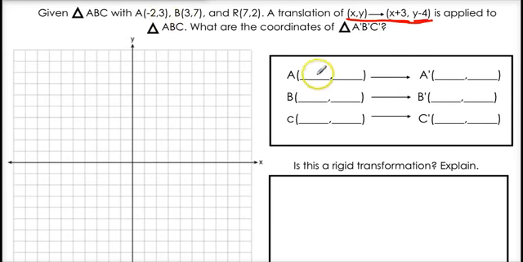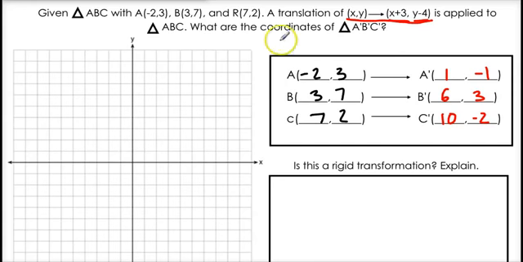Alright, so let's try this out. We know A is at -2, 3, B is at 3, 7, and C is at 7, 2. This translation tells us to add 3 to all the x's, so let's add 3 to each one of our x's. So -2 plus 3 is going to be 1, 3 plus 3 is 6, and 7 plus 3 is 10. Now we're going to subtract 4 from all our y's, because that's what it's telling us to do. So 3 minus 4 is -1. 7 minus 4 is 3, and 2 minus 4 is -2.